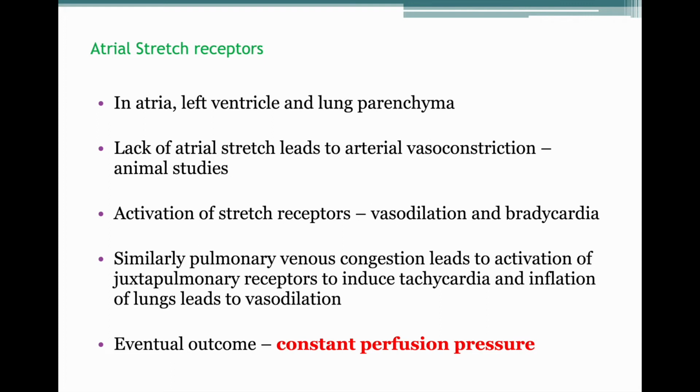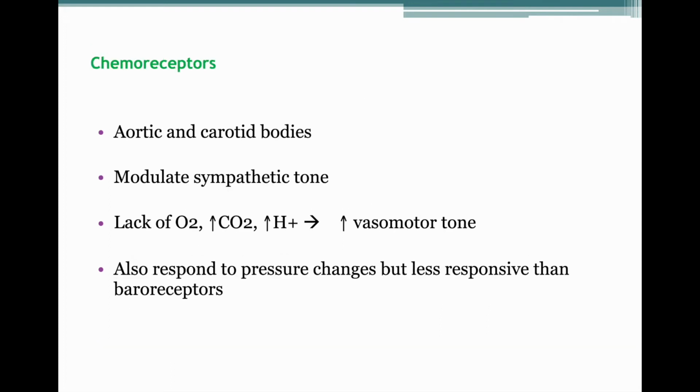So this is what is generally autoregulation. Now then there are also chemoreceptors. Chemoreceptors are present in your aortic and carotid bodies. So they again stimulate the sympathetic tone. Suppose there is lack of oxygen or increase of carbon dioxide or increase of acids, acidosis. So they cause increase in vasomotor tone to increase your pressures. So generally they respond to pressure changes also, but they are less responsive than baroreceptors.